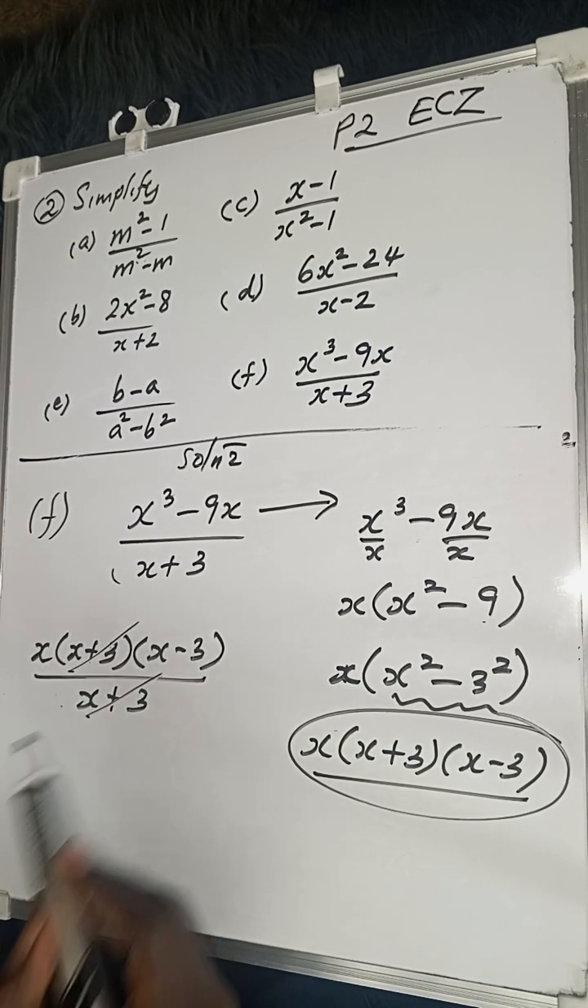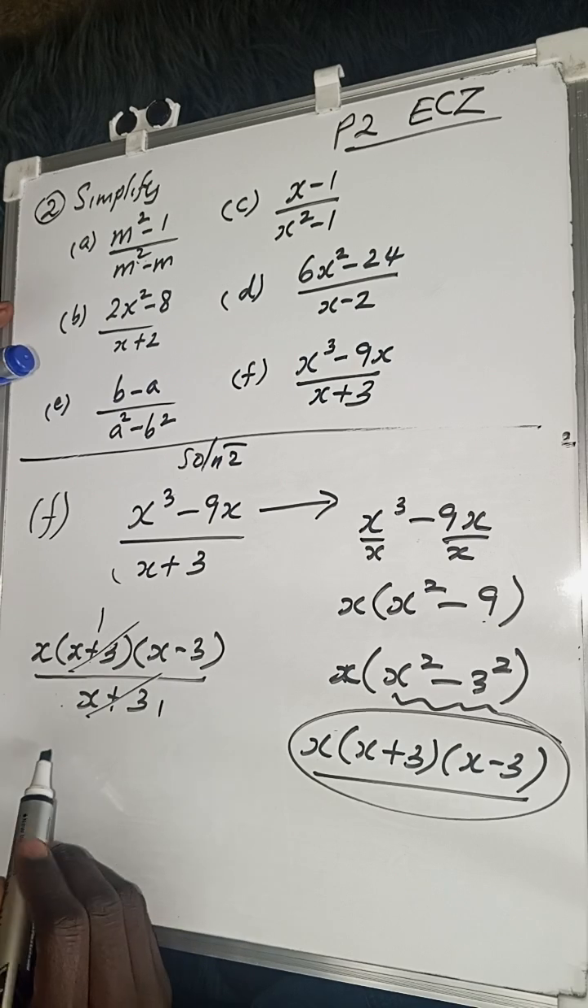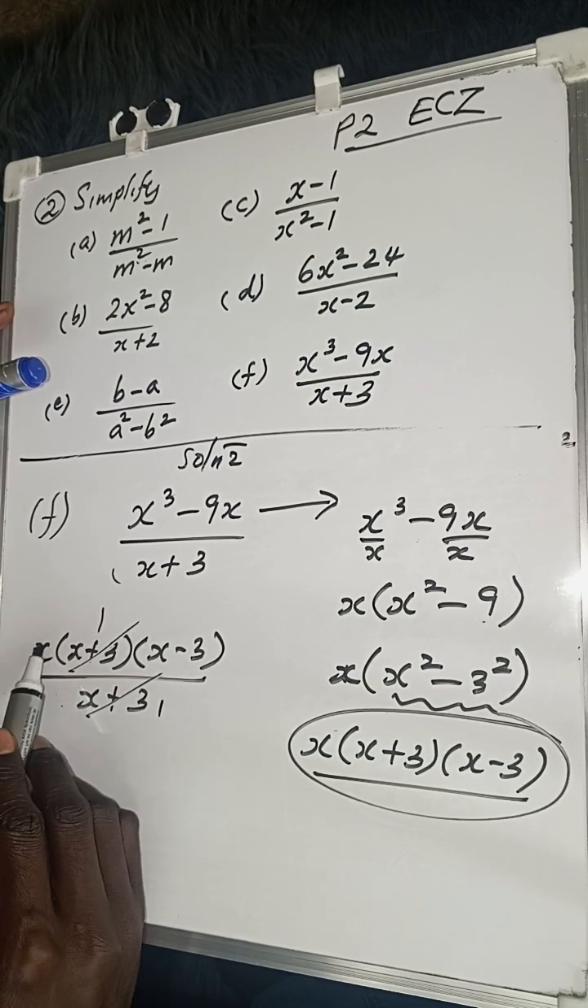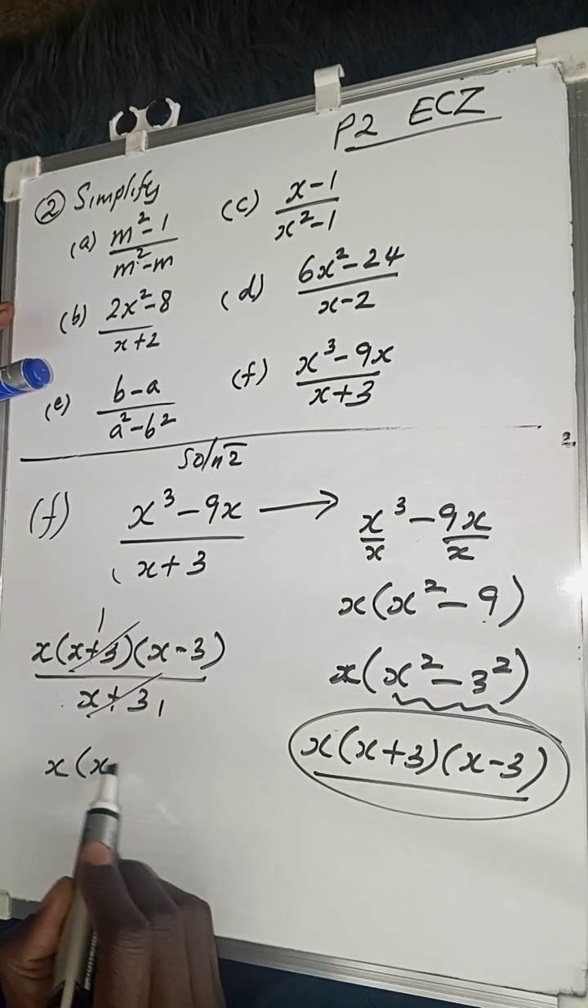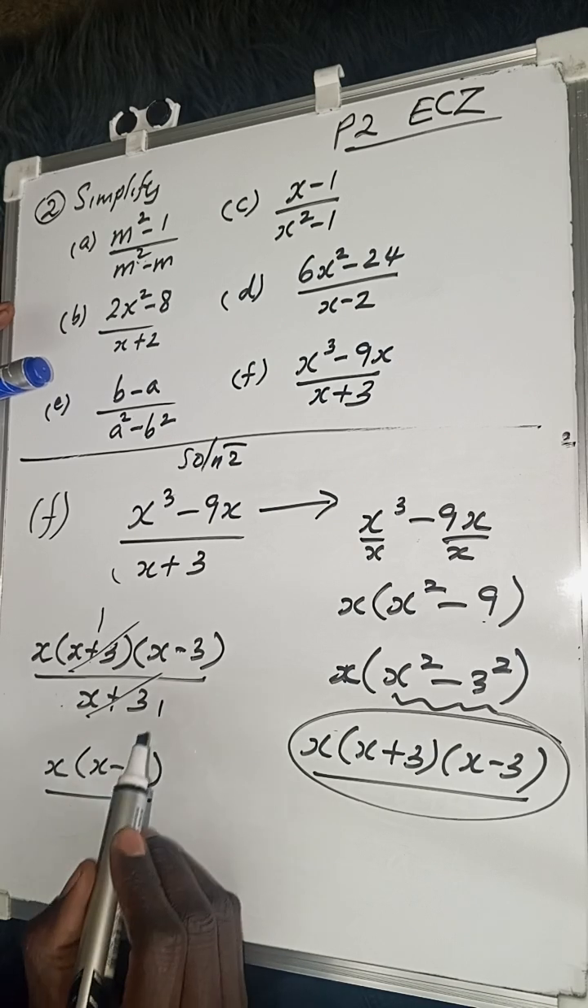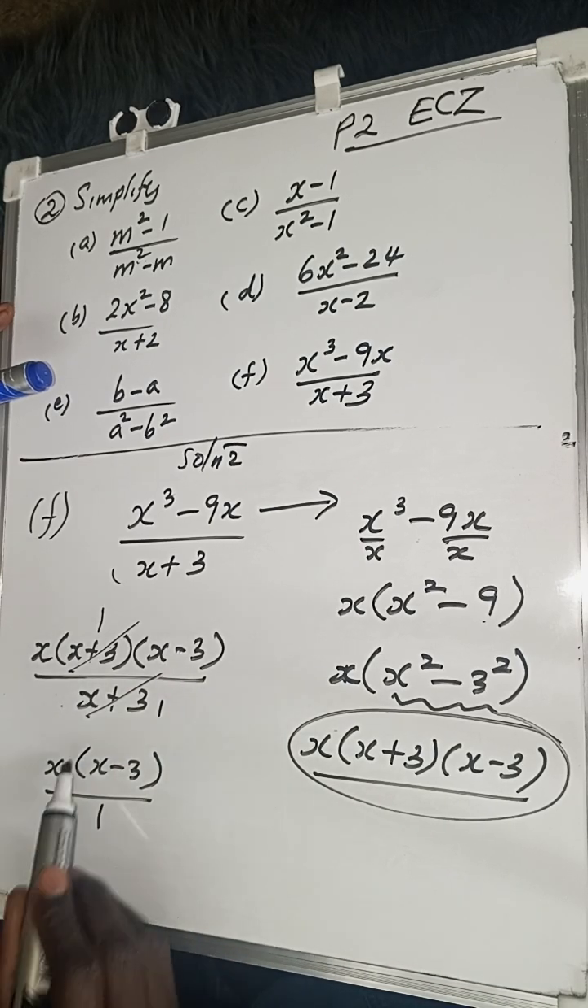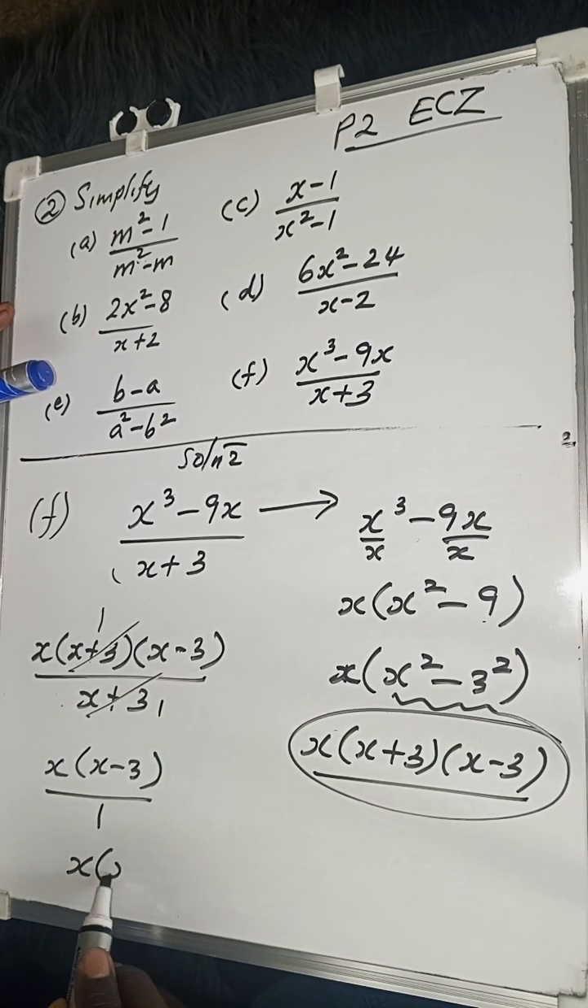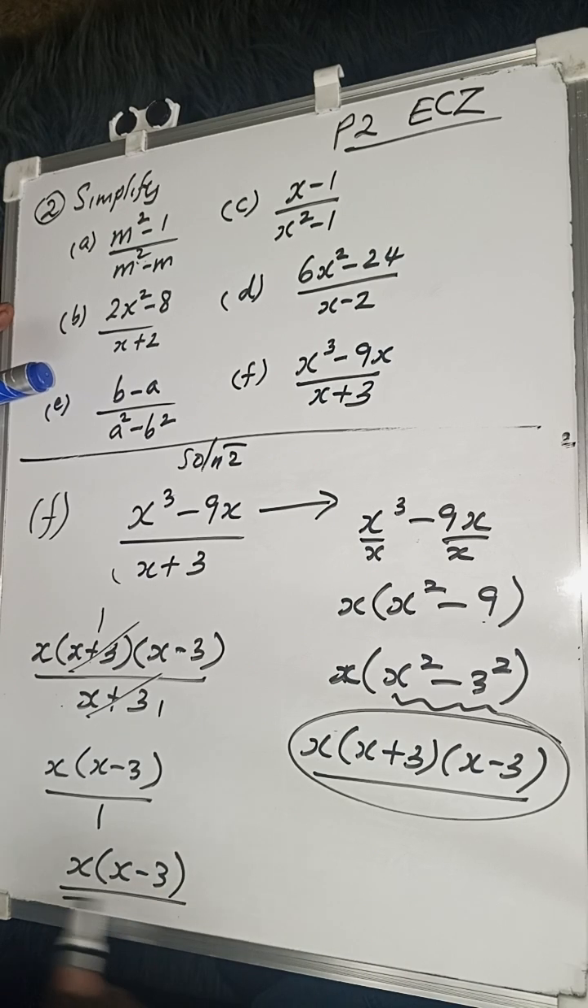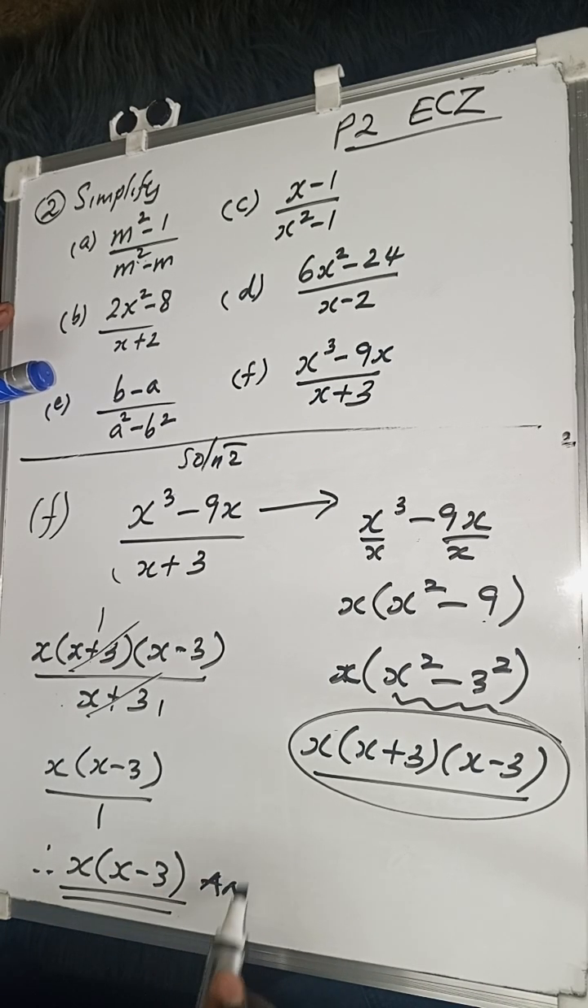Yes, this and that will cancel. That will be a 1, a 1. So it will be x times 1 is x, times that will give me x minus 3, over at the bottom I've remained with the 1. 1 into that will just give you x minus 3. So this is what you have there, and that is your answer.